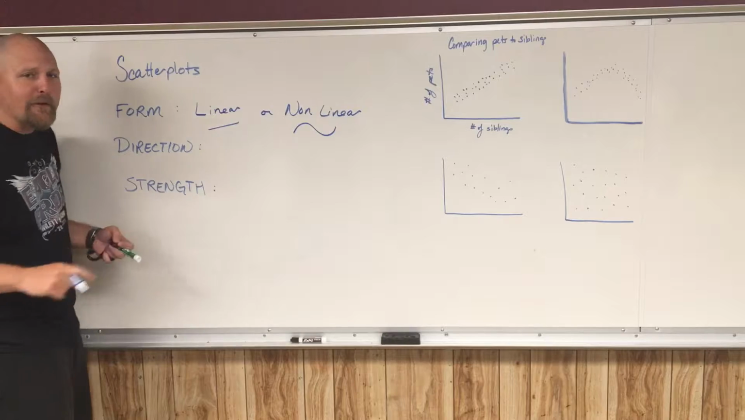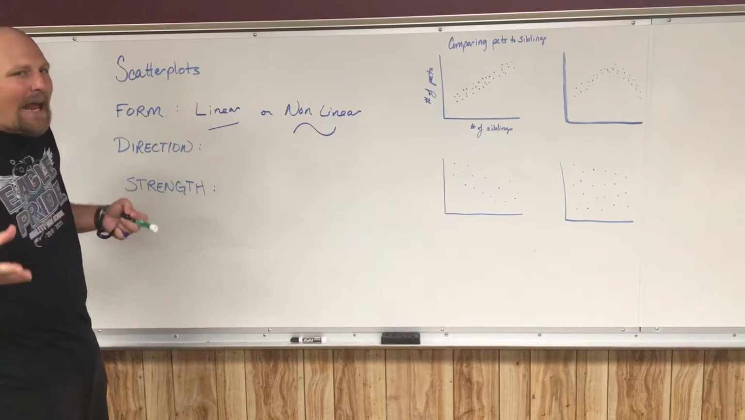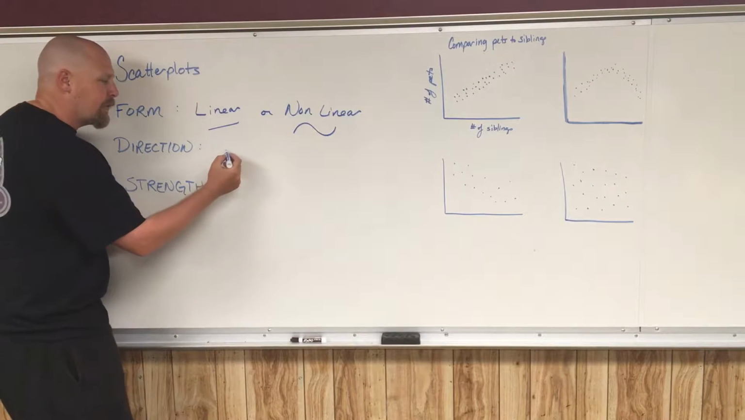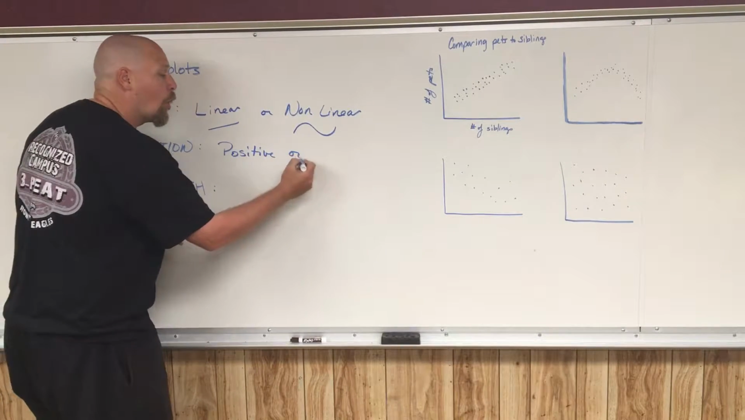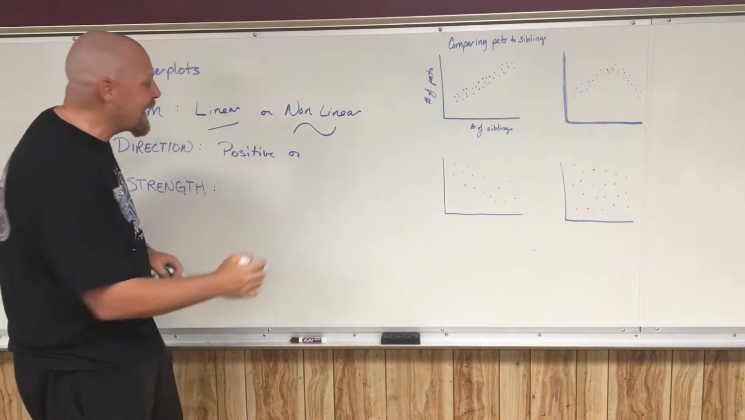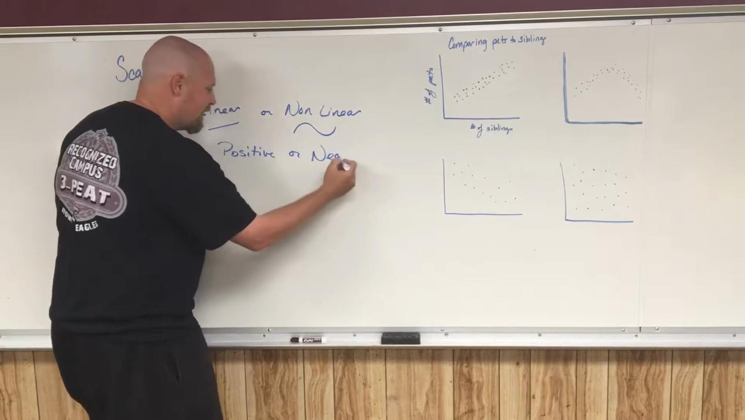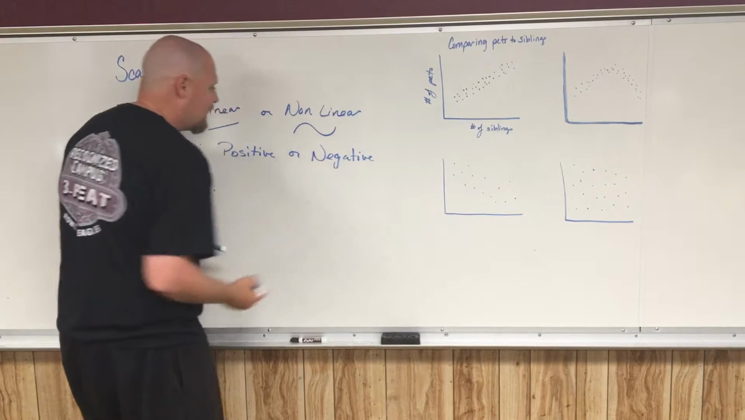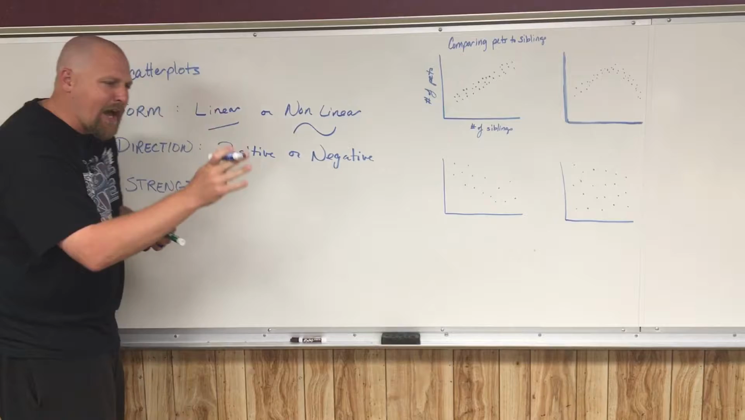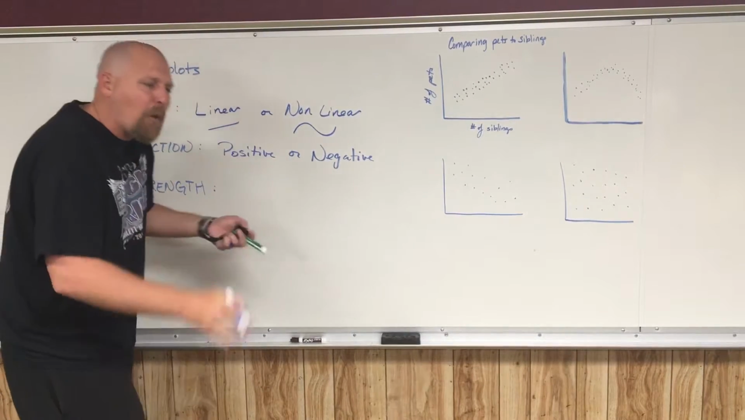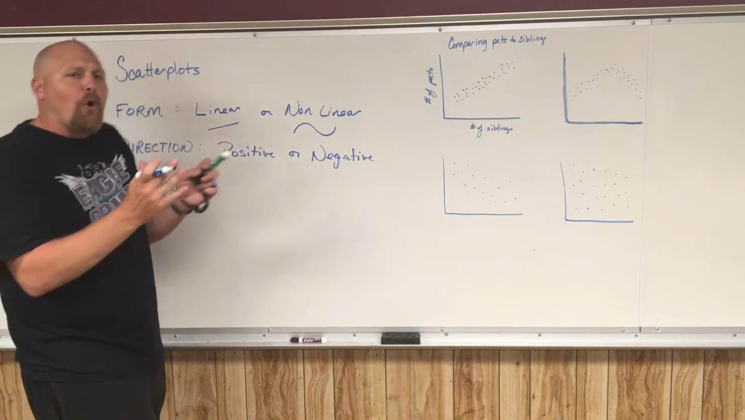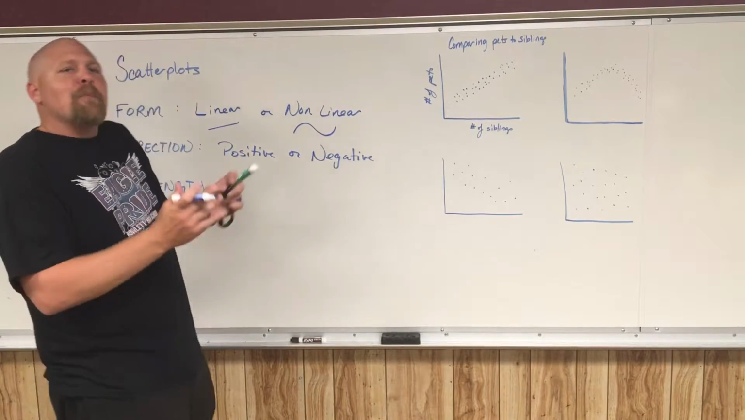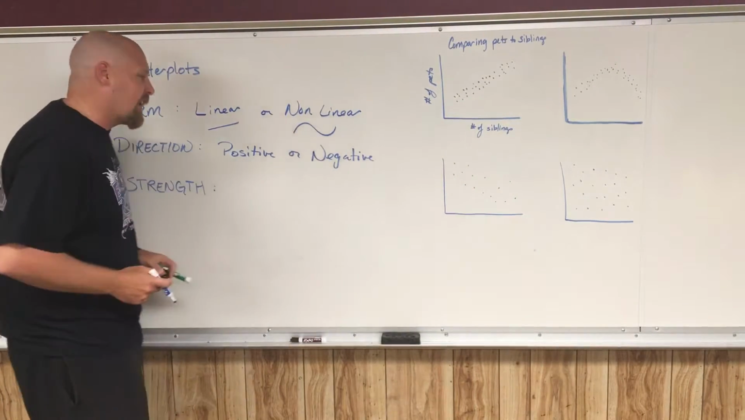And then we're looking at direction. We're looking at direction in mathematics. Direction has to do with, well, we're going to call it positive or negative. And basically, the direction of a scatter plot is always positive or always negative if it's linear. If it's nonlinear, that means there's portions of the graph that are positive and portions that are negative.